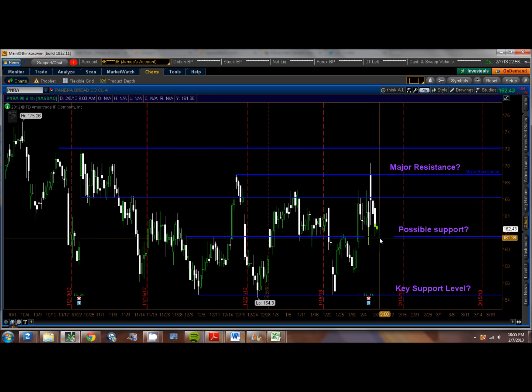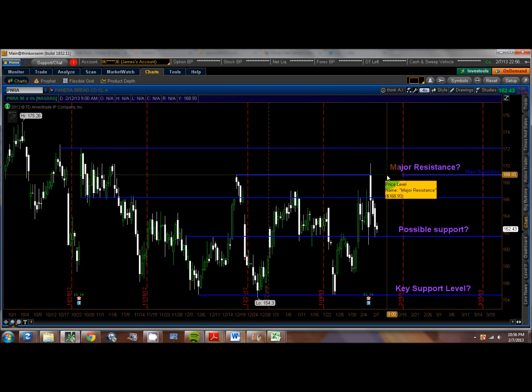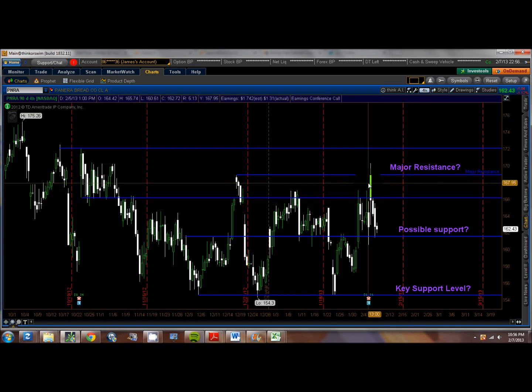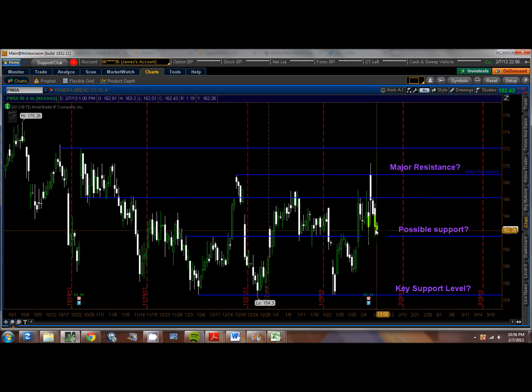Now, what level would I be targeting? Well, the two most logical targets from this point would be this level, previous resistance, and this level, the major resistance level that I am fully anticipating Panera having a hard time with if it gets back up to these levels anytime soon. Almost nothing's a guarantee, but I will be shocked if this thing just steamrolls right through that level. I really don't think that's going to happen. And so if you get in down here, this is a logical price target. This is a logical price target, right?